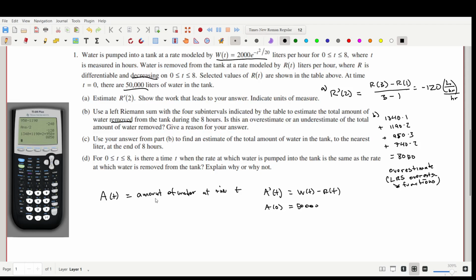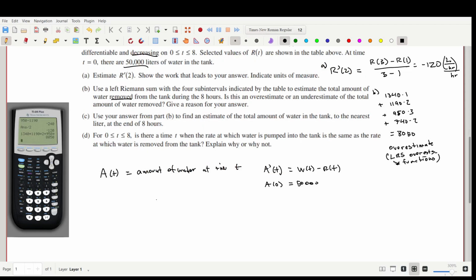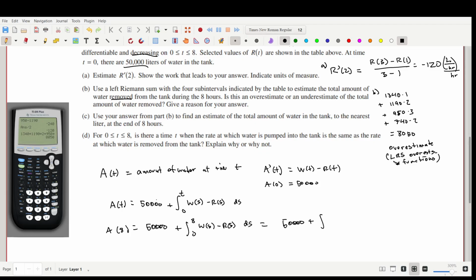All right, now the net change theorem, or FTC, or whatever you want to call it, says that A of t is 50,000, so that's A of 0, plus the integral from 0 to t of A prime of x dx, or whatever. That's W of s minus R of s ds. In our case, we want A of 8. So A of 8 is 50,000 plus the integral from 0 to 8, W of s minus R of s. And I'm going to break up the integral. It's at 5, not 6.